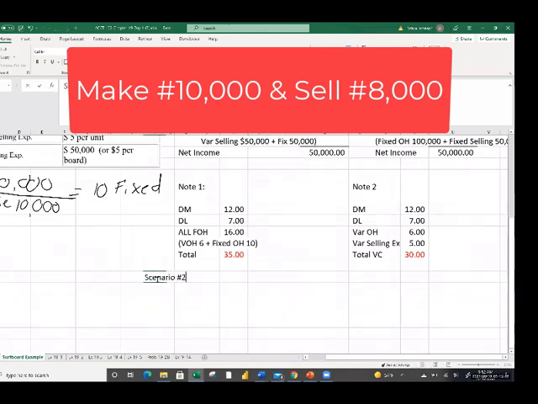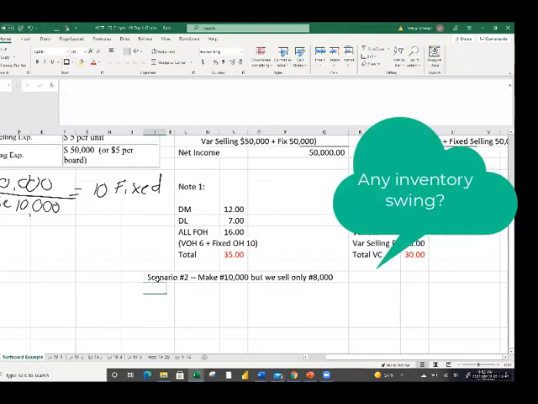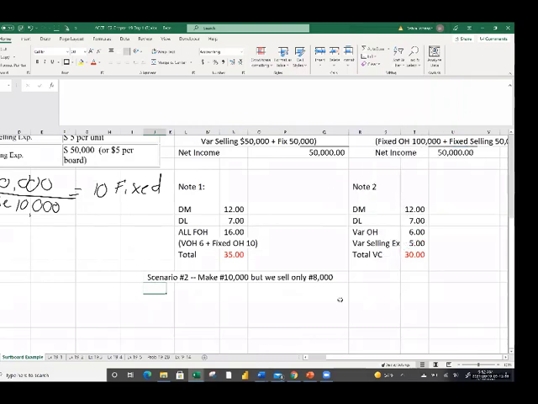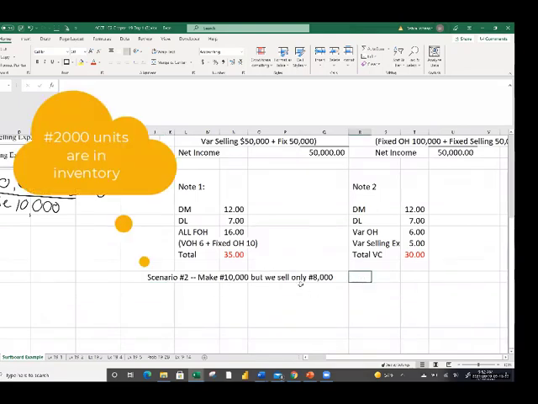Scenario number 2, unless you guys have questions, speak up. Scenario number 2, we make 10,000 again. So that part's not changing, but we sell only 8,000. I want you to think about that. My first question, is there an inventory swing? And the answer is yes. Inventory is at 2,000 units. Why? We made 10,000, but we only sold 8,000. That means we have 2,000 units in inventory.